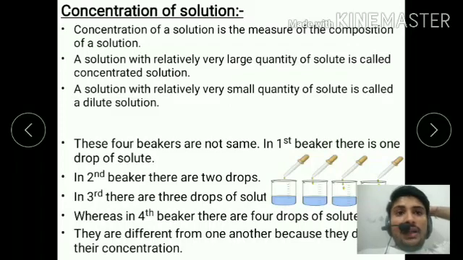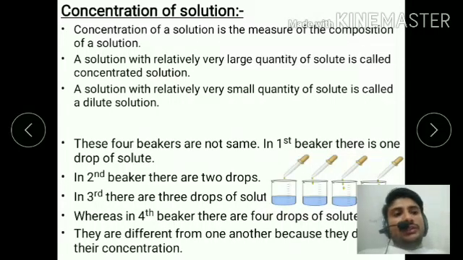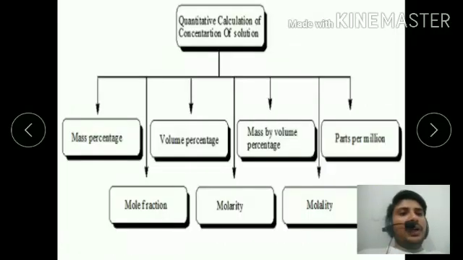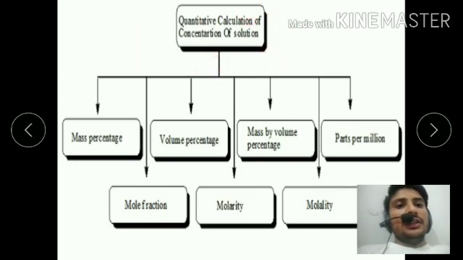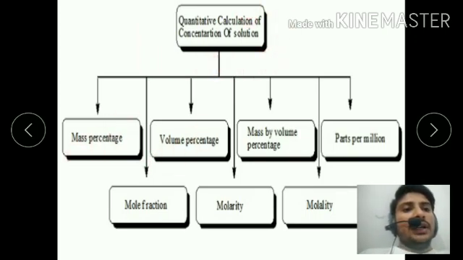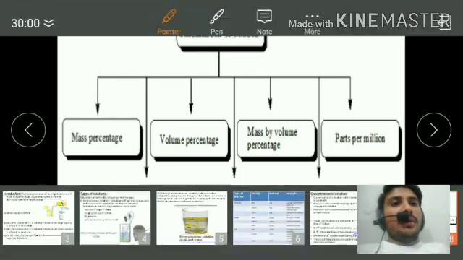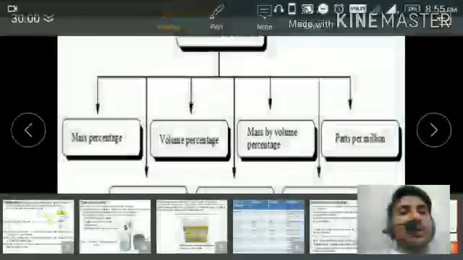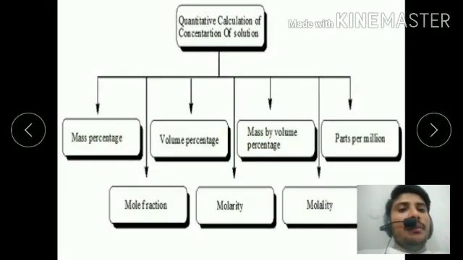Then how can we determine the concentration of any solution? There are some procedures, some methods by which we can determine the concentration of a solution. Look at this flow diagram. Some methods: mass percentage, volume percentage, mass per volume percentage, parts per million, mole fraction, molarity. These are the terms by which we can determine the concentration of solution. Concentration means how much amount of solute dissolves in solvent. First we have to study mass percentage.